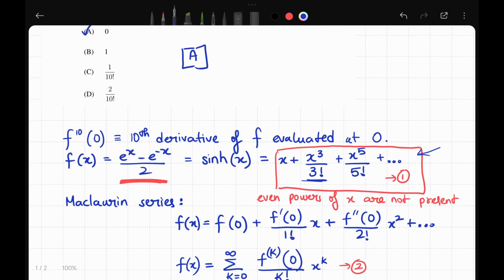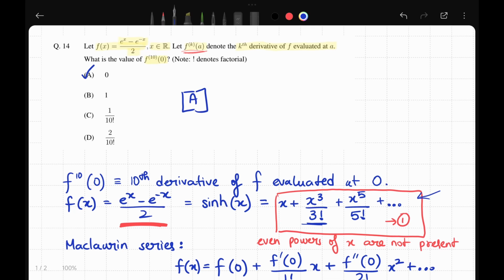I hope you understood especially why we are comparing the expansion of sinh x with the Taylor series, or the Maclaurin series. The Maclaurin series directly tells us the derivatives at 0. What we are doing essentially is matching the coefficients of x^k, and since the term is missing in that series, the corresponding derivative will be 0. So that's what we are concluding at the end. I hope this is clear, and thank you.